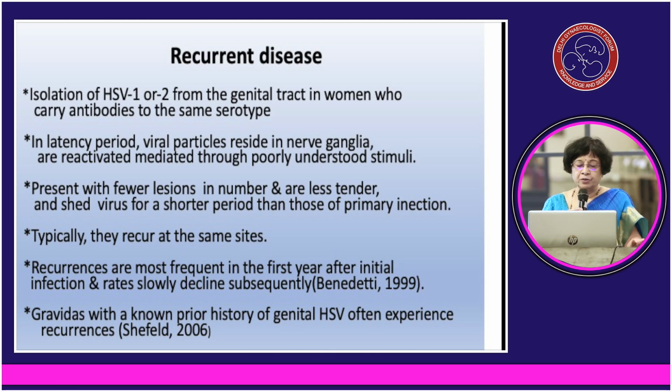Then recurrent disease: isolation of HSV 1 or 2 from the genital tract of women who carry the antibodies to the same serotype. In the latency period, viral particles reside in nerve ganglia and are reactivated through poorly understood stimuli. They present with fewer lesions, are less tender, and shed virus for a shorter period than those of primary. Typically, they recur at the same site. Recurrences are more frequent in the first year after initial infection, and then the rates decline. Gravidas with known prior history of genital HSV often experience recurrences.